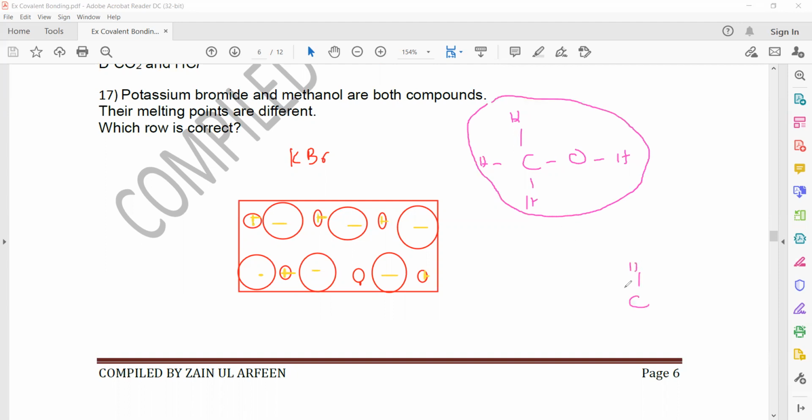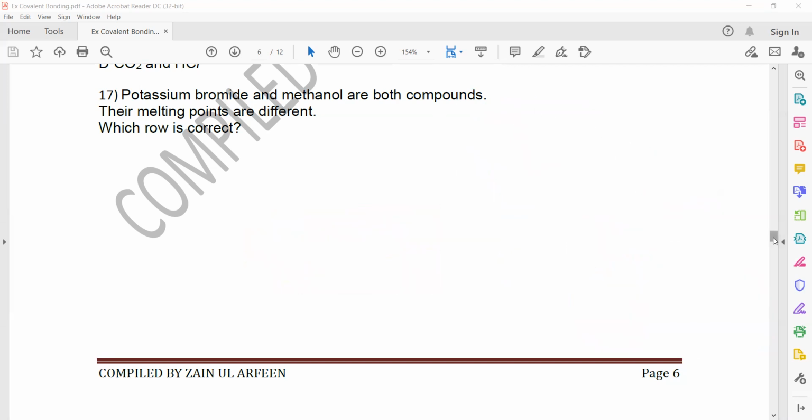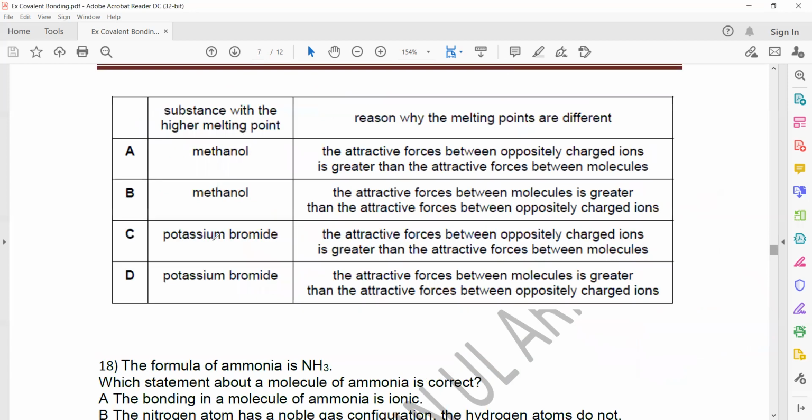Then this will be another molecule of methanol. Within the molecule, these bonds are known as covalent bonds. But between the molecules, there is attraction, but this is not known as a covalent bond. This is the weak attraction between the molecules, and that's why methanol will have a low boiling point or melting point, whereas potassium bromide will have a high melting point because it is having a strong force between the ions as compared to the force between the molecules of methanol. So C is the right answer for this.